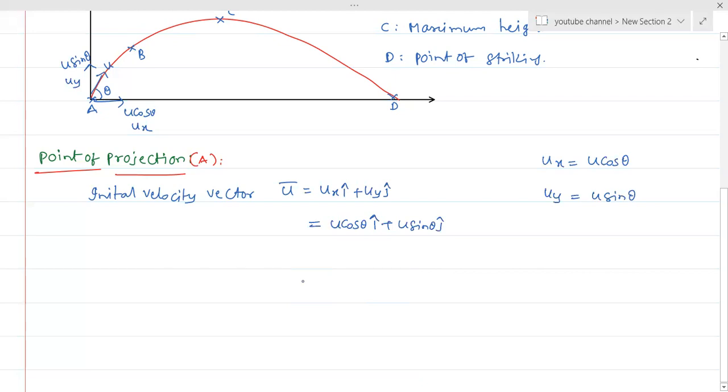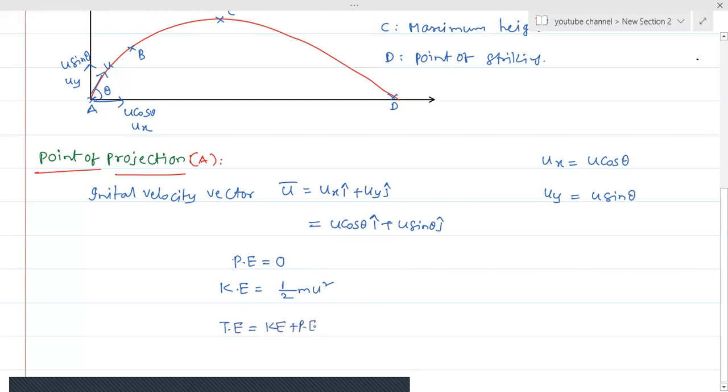At the initial point of projection, or at point A, the potential energy is equivalent to zero. When we think of the kinetic energy, it is half m u square. If we think of the total energy, it is kinetic energy plus potential energy, so that will be half m u square. These are the important points at the point of projection.